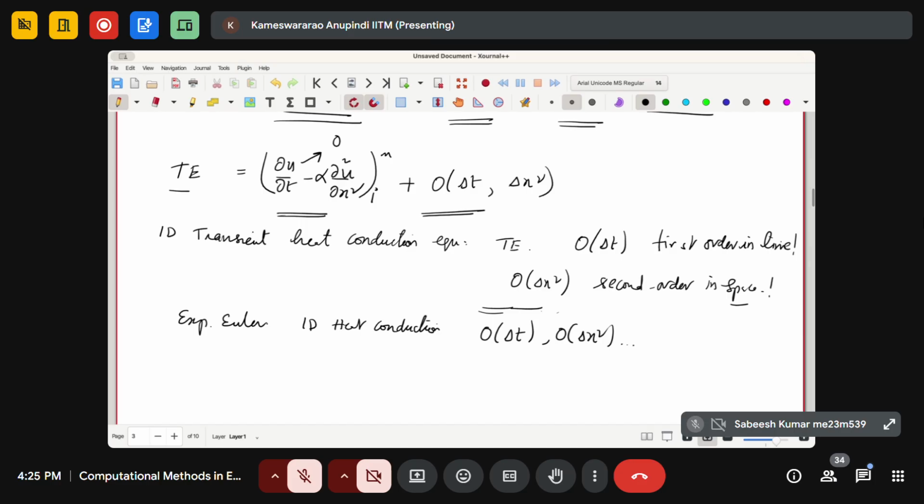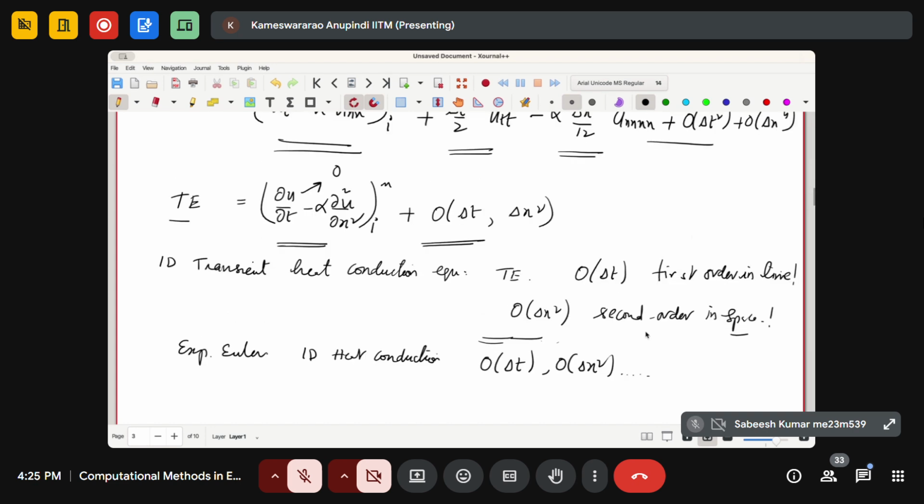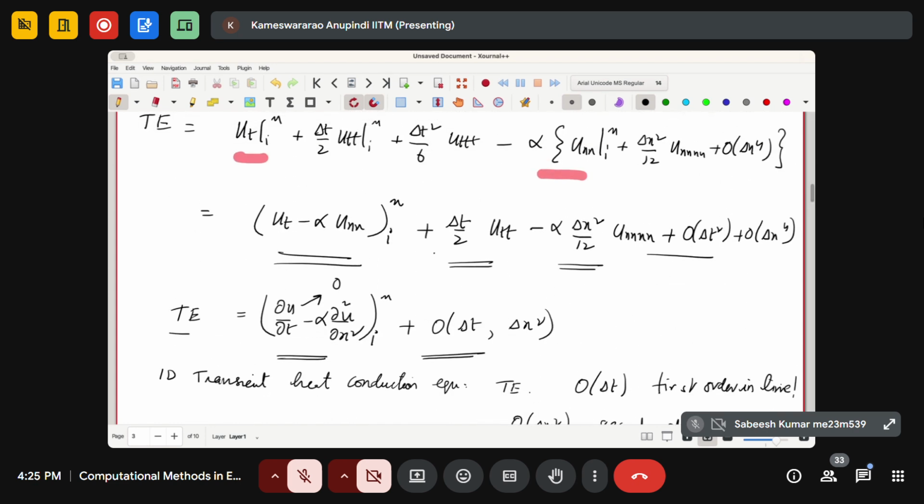That means if you're going to reduce your delta t by half, then the truncation error associated with time is only going to become half. Whereas in space, if you make your delta x half, then the truncation error is going to go down by 4 times. Okay, so that is what it means. This actually is not all of it. This equation also gives us some more information.